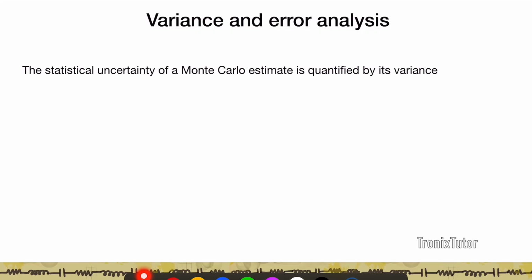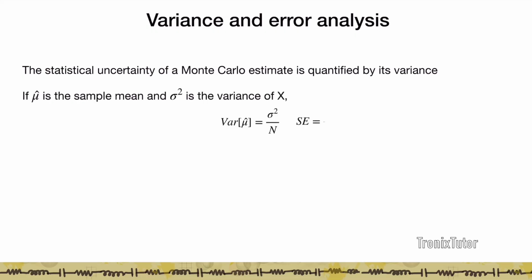Now, how do you know how many samples to do in the Monte Carlo, right? And so the statistical uncertainty is estimated and quantified by what is known as the variance. Right? And so if you have mu hat as a sample mean and sigma squared is the variance of x, then you see that the variance in the sample mean is inversely proportional to n, the number of samples. And so as your n increases, your variance in the mean reduces, which means the error in estimating the mean reduces.